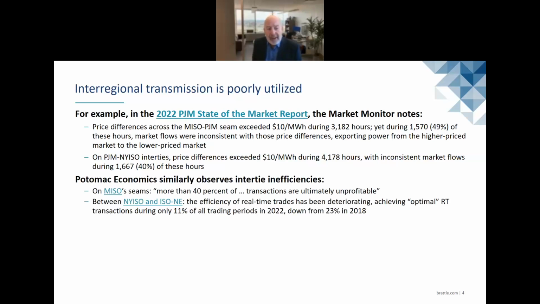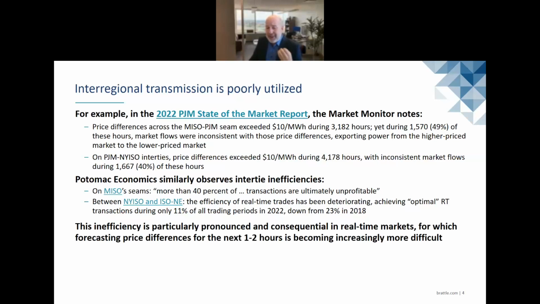Potomac Economics similarly observes these intertie inefficiencies on the MISO seams, including with SPP, and between New York ISO and ISO New England, where coordinated transaction scheduling has been implemented. There are no pancake transmission charges, yet optimal real-time transactions are achieved during only 11% of all real-time trading intervals. So very poor utilization in real time. And it's been getting worse since 2018, for reasons we will discuss.